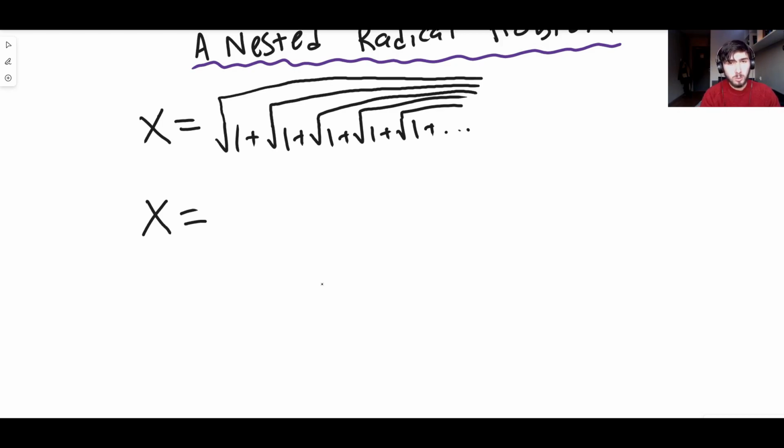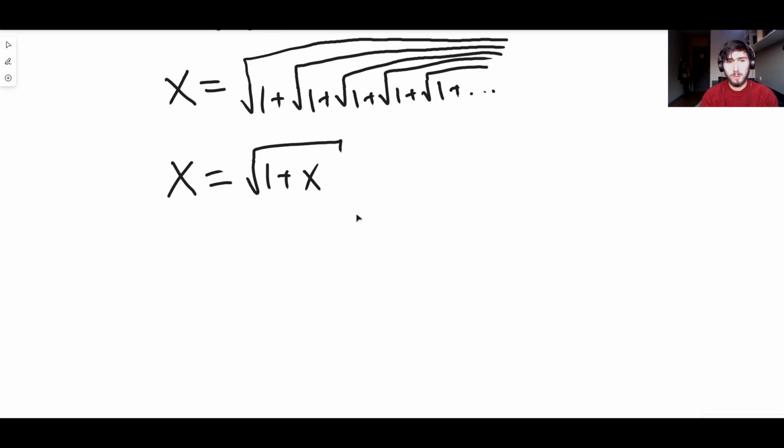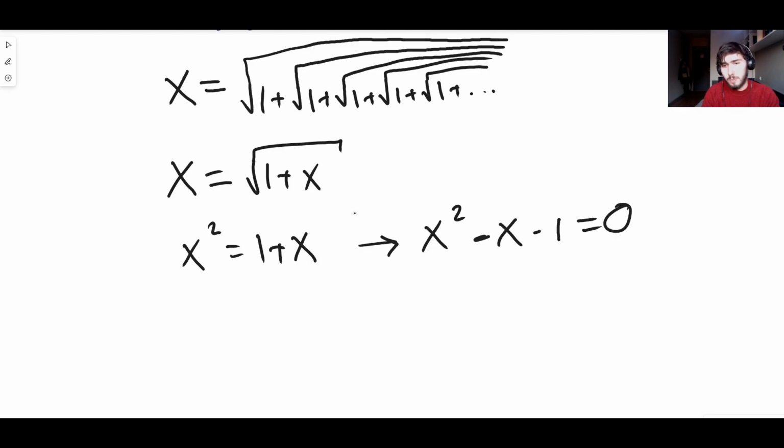So we can say that x, the thing that we're looking for, is equal to the square root of 1 plus, and then all of this is just x as well, so it's the square root of 1 plus x. And now, do you see how much this simplifies the problem? It's now not a hard equation to solve. So let's square both sides. Get x squared equals 1 plus x. And then we just rearrange this, so then we get x squared minus x minus 1 equals 0.